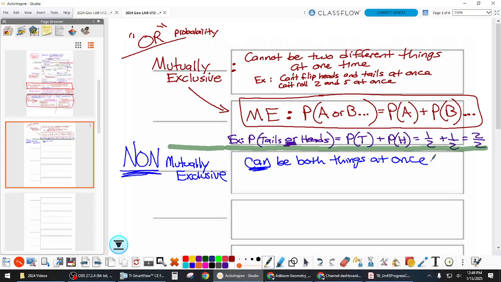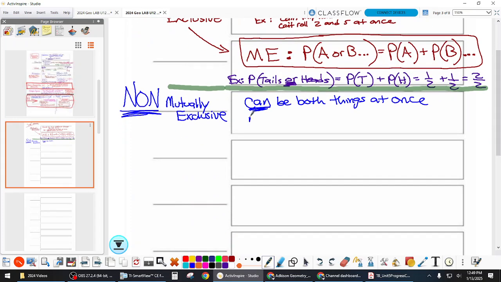So could a student at our school be a football player and a baseball player? Or a volleyball player and a track star? Yeah. So those would be non-mutually exclusive, right? If we counted some probability in our school, we would have to not double count them in both categories.